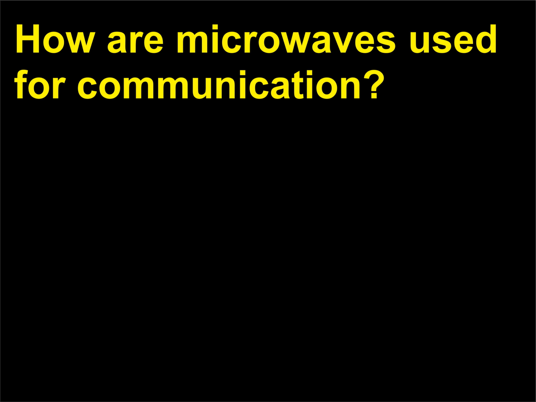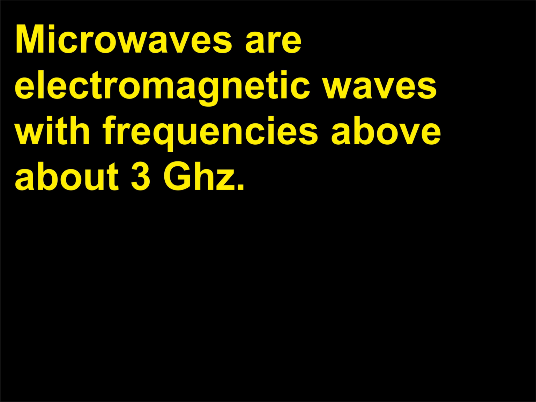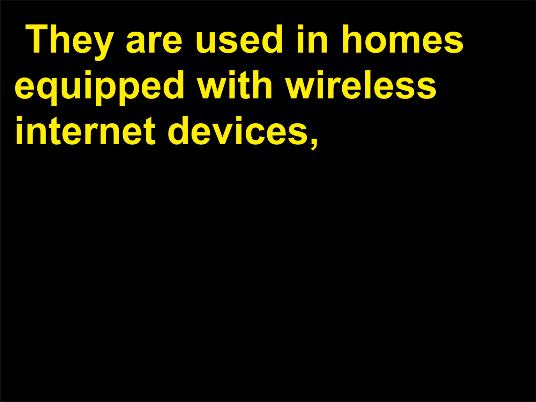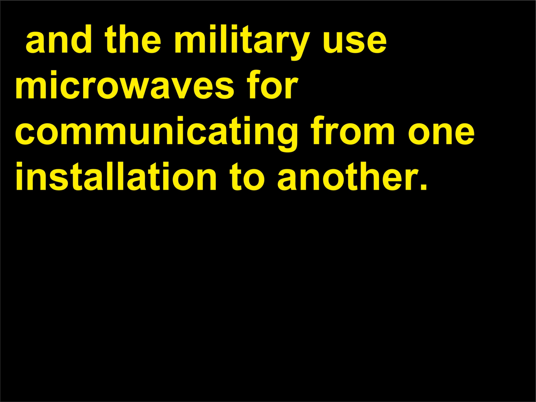How are microwaves used for communication? Microwaves are electromagnetic waves with frequencies above about 3 GHz. They are used in homes equipped with wireless internet devices, wireless telephones, Bluetooth devices, and for satellite radio and television. In addition, industries, governments, and the military use microwaves for communicating from one installation to another.